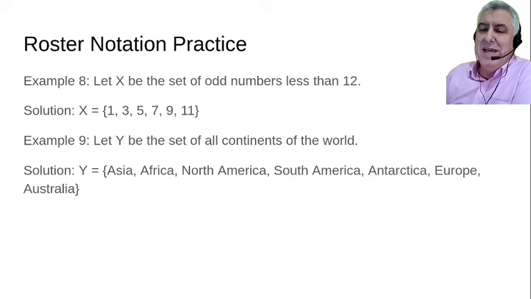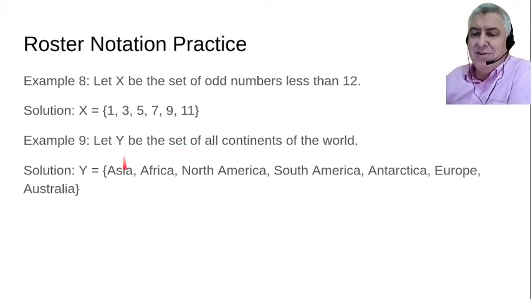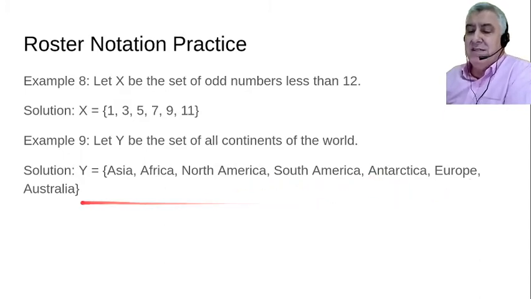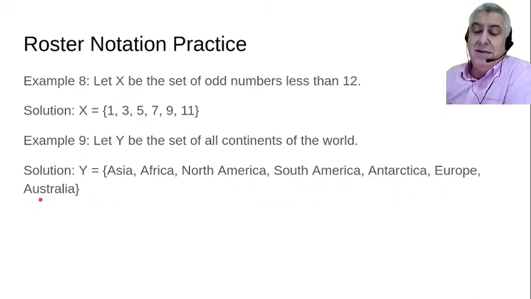So this is my answer, and I'm from America, so I'm taught that there are 7 continents: Asia, Africa, North America, South America, Antarctica, Europe, and Australia. If you have all 7 of those continents, even if you put Australia first, the order doesn't matter, then you got that right.